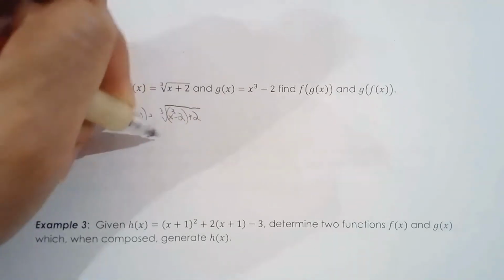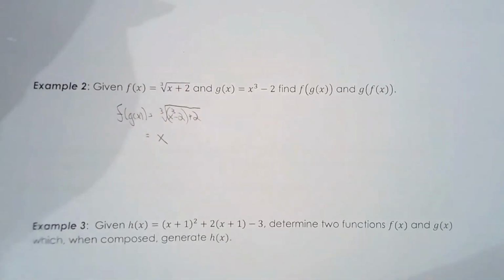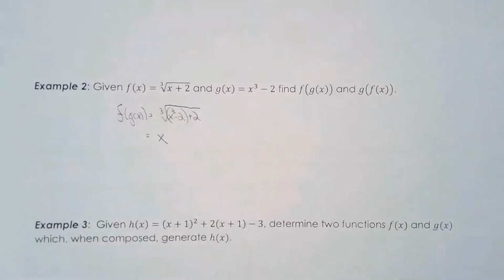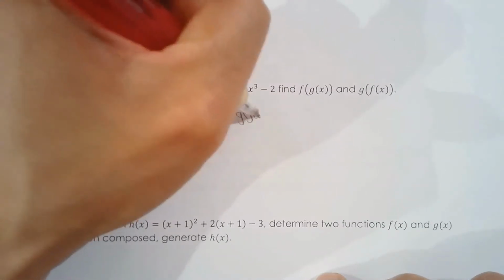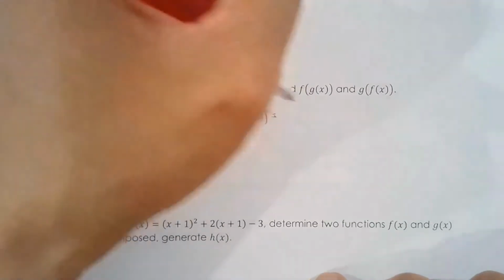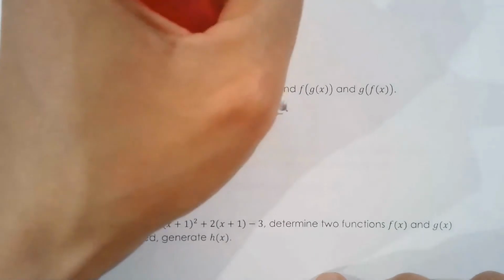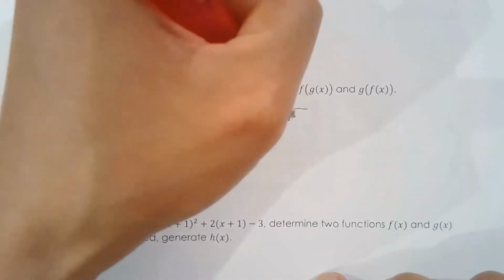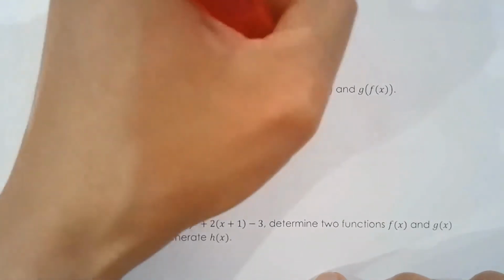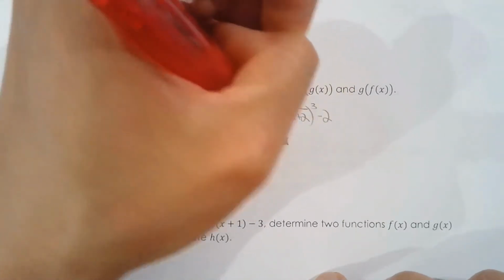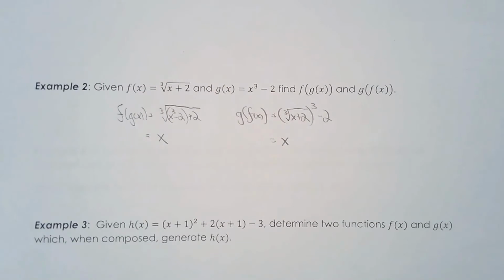And if you simplify that, it becomes x. Interesting. So hopefully you already see the relationship, but if you don't, I'll write it over here. g of f of x. So instead of saying x cubed minus 2, I'm going to write the cube root of x plus 2, cubed, minus 2. And lo and behold, if you simplify g of f of x, you also get x.